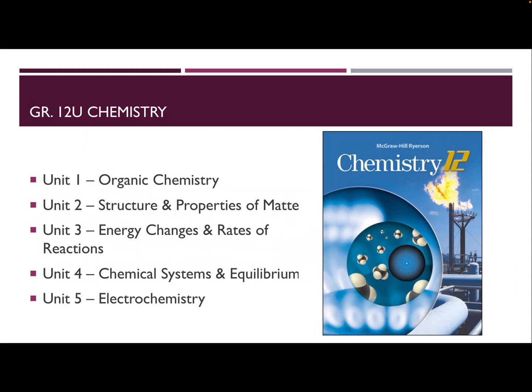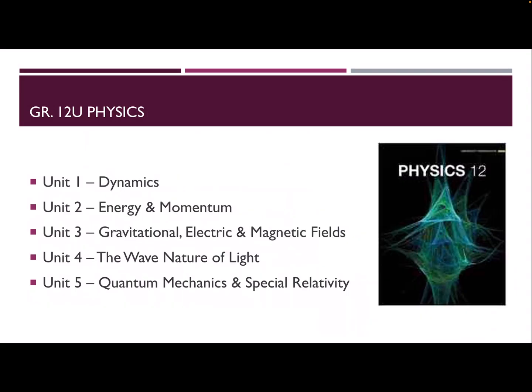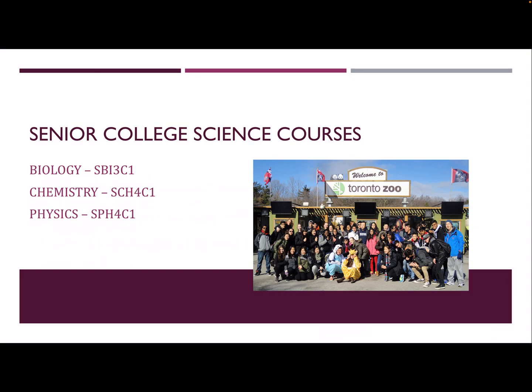For grade 12U chemistry, we have a unit on organic chemistry, structure and properties of matter, energy changes and rates of reaction, chemical systems and equilibrium, and electrochemistry. And finally, our grade 12 university level physics has a unit on dynamics, energy and momentum, gravitational, electrical, and magnetic fields. We have a unit on light, and finally, quantum mechanics and special relativity. In all of these slides, we tried to include the textbook that we use for the course.